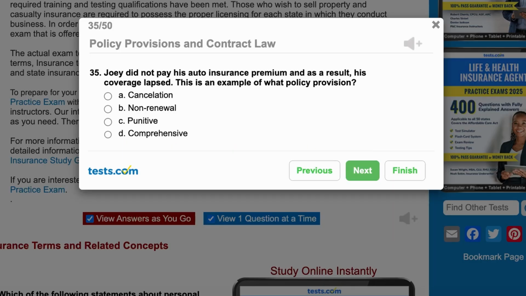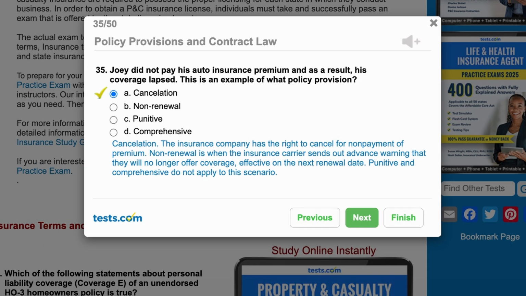Question 35. Joey did not pay his auto insurance premium, and as a result, his coverage lapsed. This is an example of what policy provision? A. Cancellation, B. Non-renewal, C. Punitive, D. Comprehensive. A. Cancellation. The insurance company has the right to cancel for non-payment of premium.